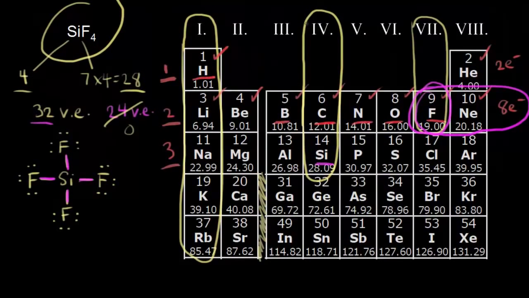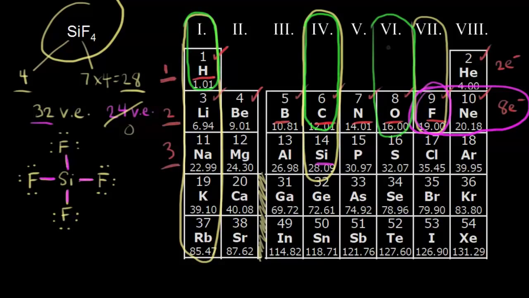So here's carbon. Carbon's in group 4, so therefore carbon will have 4 valence electrons. Here's hydrogen in group 1, so 1 valence electron. And oxygen is in group 6, so 6 valence electrons for oxygen.